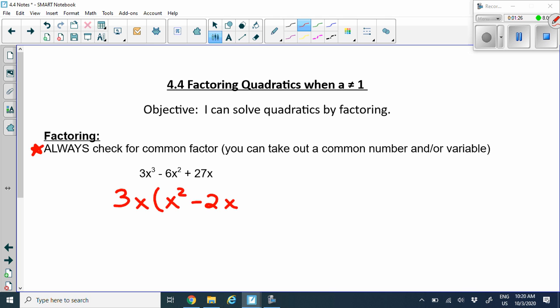And then we have positive 27 divided by 3. That gives me a 9. And then x divided by x is just a 1. So this is what I'm left with. After that, you would decide, can I factor what's inside the parentheses a little bit more? In this case, we would not be able to. Okay, now let's go ahead and do some of the other problems.